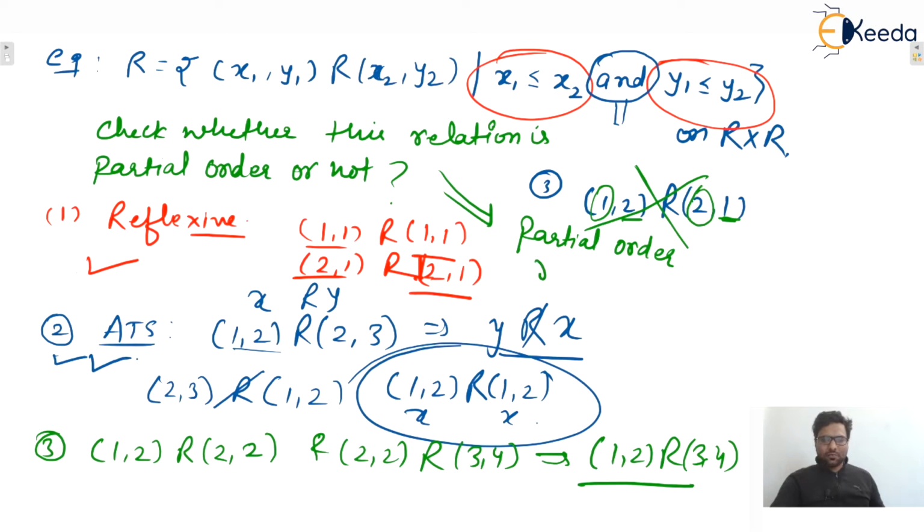This relation is what we can say is a partial order relation. I hope this one is clear to everyone. So based on that, you can expect the questions. Yes, write down one question.